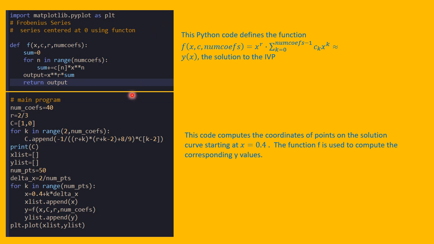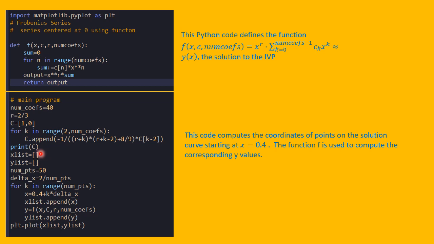Here is a Python program for plotting one of those two solutions. In the main program down here, we're going to first set num_coef equal to 40. That's the number of terms in the partial sum of the infinite series, approximating the solution. In this case, I'll let r equal 2/3. That was one of the two solutions to our indicial equation. I'll let C be the list with 1 and 0 in it, since C0 is 1 and C sub 1 is 0. And here is some code that we just saw. For k in this range, append to the list C the next C sub k value. Print C, just to make sure things look okay.